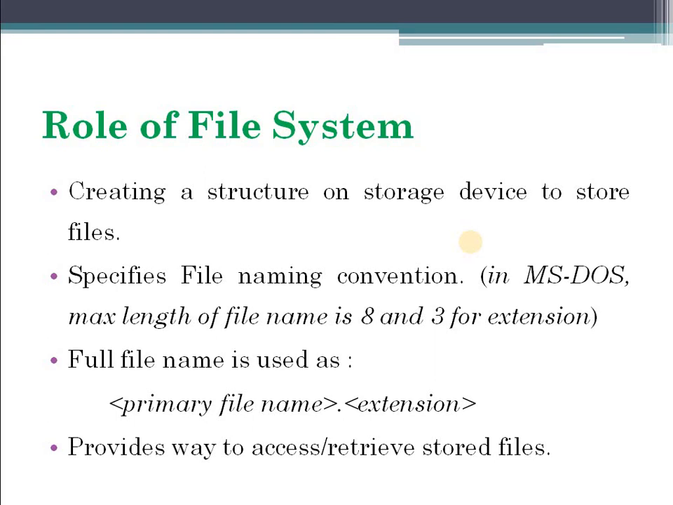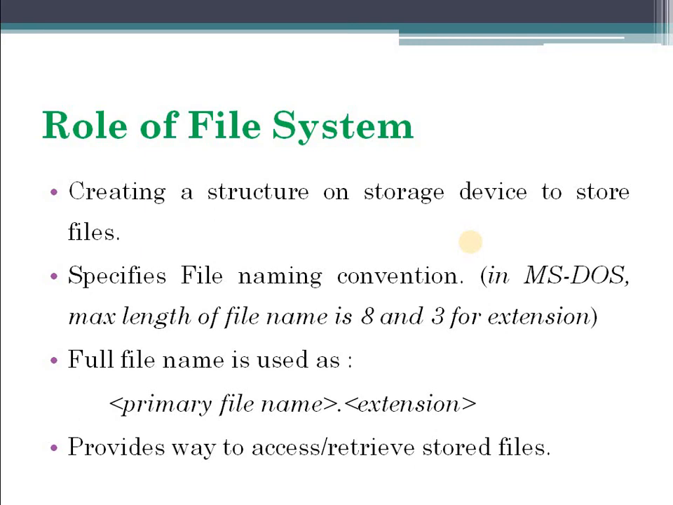For example, in MS-DOS, the maximum length of the file name is 8 characters, and 3 characters are there for the extension. The total name cannot exceed 11 characters. What is the full file name? Full file name means primary file name dot extension. What is an extension? It helps the system identify which application a particular file will be accessed with.